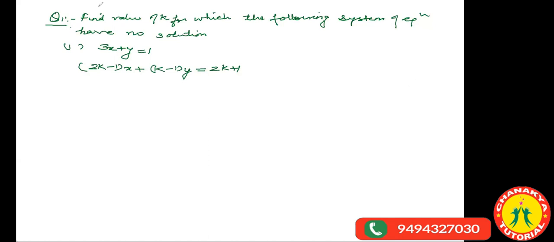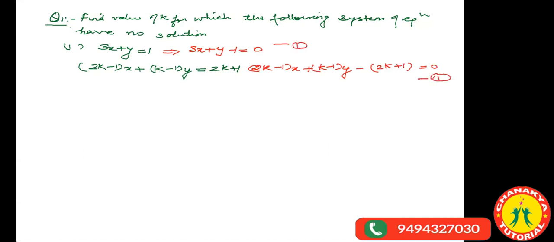So first of all, you will write equation 1 in standard form. How will you write it? Speak, children. 3x plus y minus 1 is equal to 0. And then the second equation you will write like this: (2k minus 1) into x plus (k minus 1) into y minus (2k plus 1) is equal to 0. Got it, children? In this type of question, this is the first step you have to do.